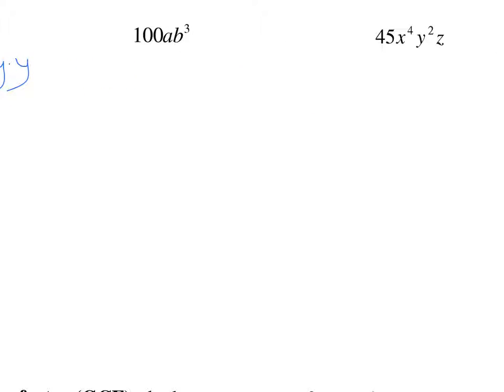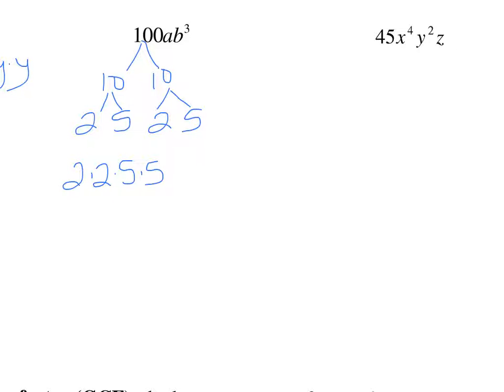To break this one down, 100ab cubed. First break down the 100, which is 10 times 10, and the 10s break down to be 2 times 5. So I'm just going to write these in numerical order. 2 times 2 times 5 times 5, coming from here. And then I'm going to break down the variables and write them over here. So we have 1 a and 3 b's. And these are the prime factors.